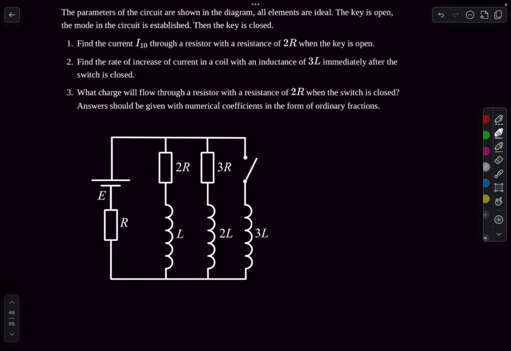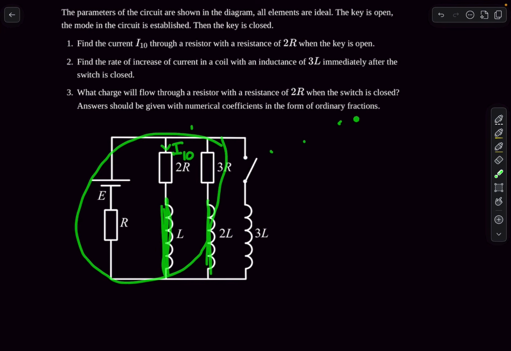This question is pretty straightforward because initially we're talking about the steady state. In the steady state, if the current in this branch is I10, then I10 does not change with time. And if it does not change with time, the voltage drop across the inductor is just 0. The story with the inductor of inductance 2L is also the same. So basically this is just a simple resistance circuit.